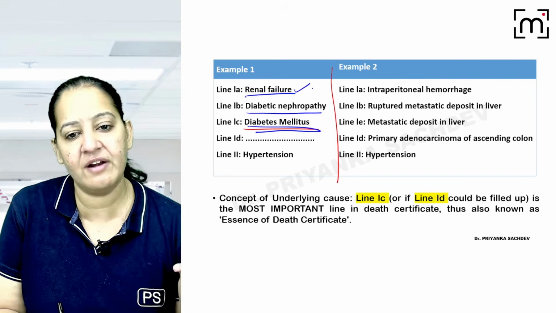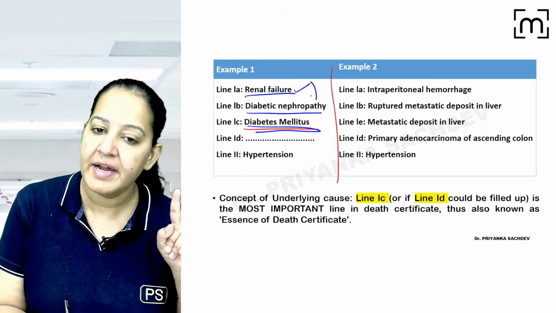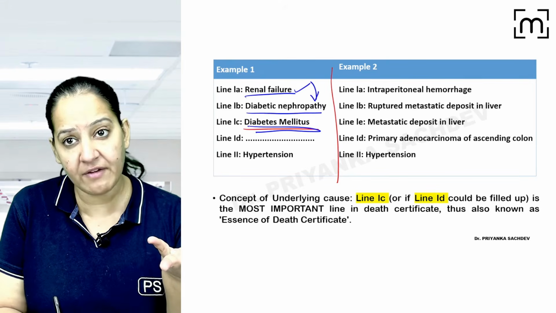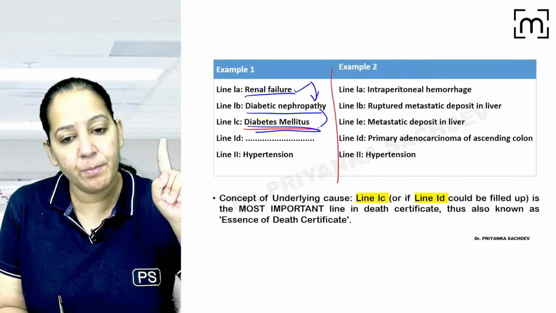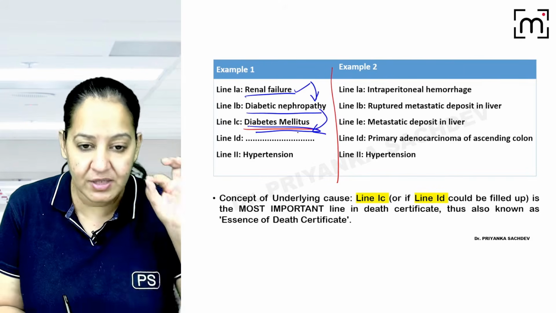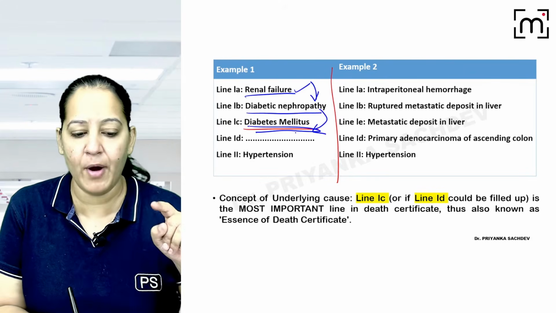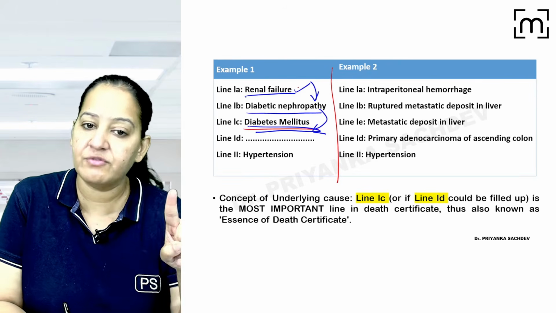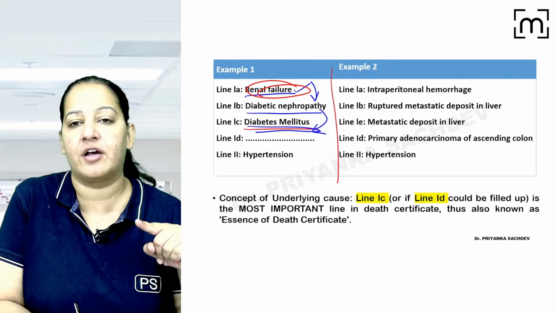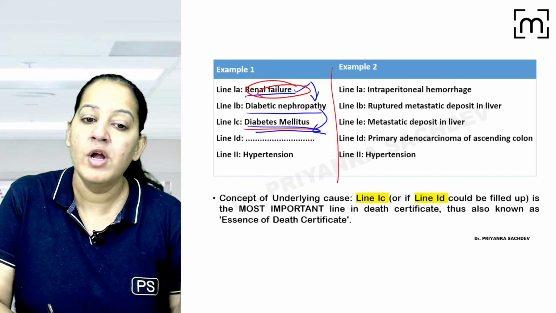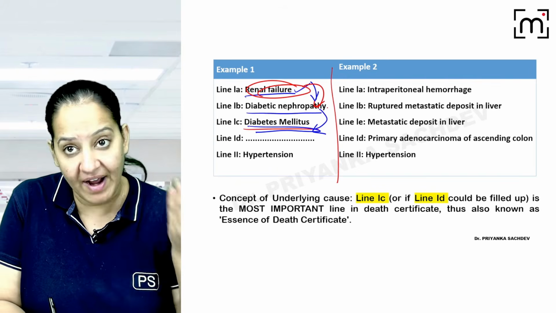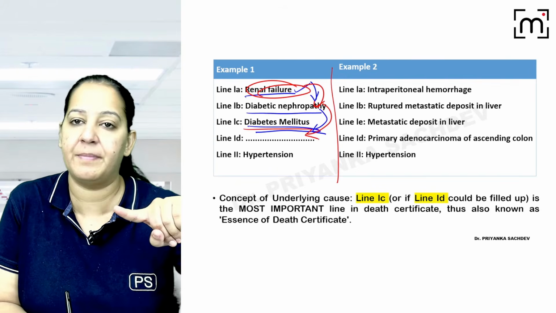But why does the person have renal failure? What is the underlying cause of renal failure? It's diabetic nephropathy. But why does the person have diabetic nephropathy? What is the cause of that? The main cause is diabetes mellitus. So this is the main underlying antecedent cause, that is diabetes mellitus. You got my point? Here the current cause of death is renal failure, but renal failure is not de novo. It is due to diabetic nephropathy. And why the diabetic nephropathy? It is due to diabetes mellitus.